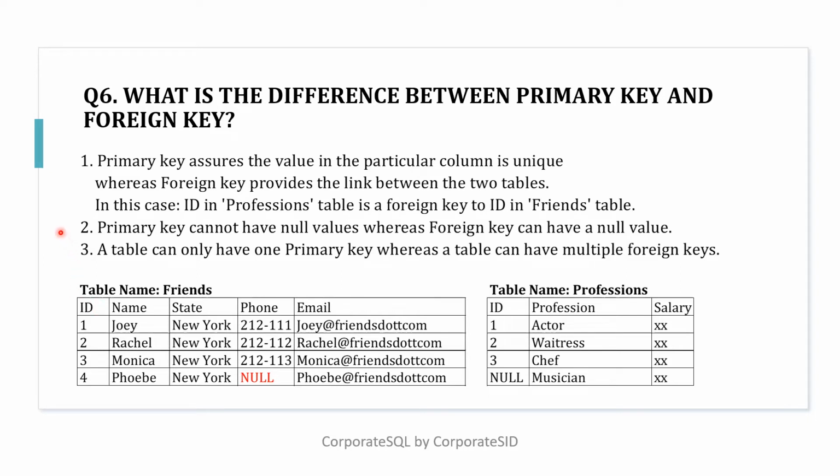Number 2, primary key cannot have a null value, whereas foreign key can have a null value. Number 3, a table can only have one primary key, whereas a table can have multiple foreign keys.